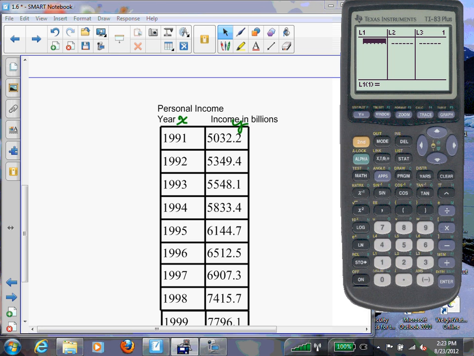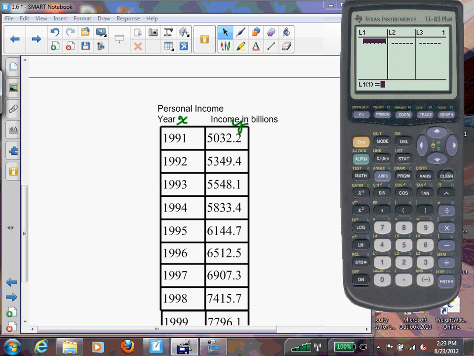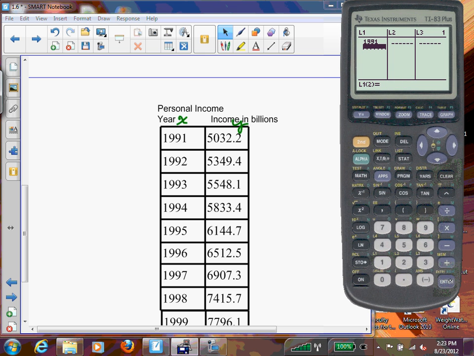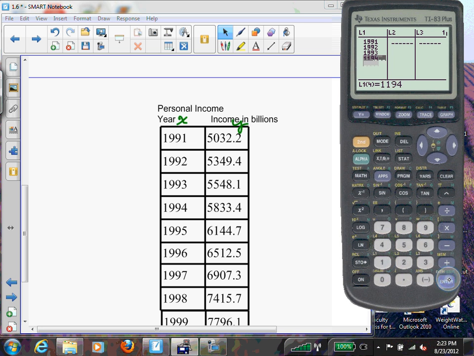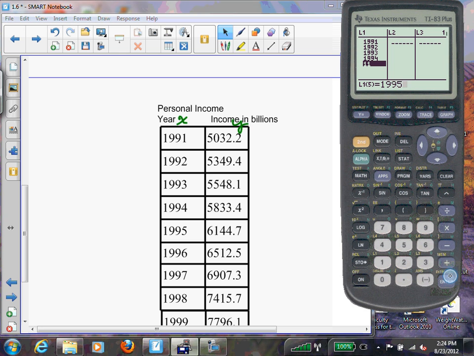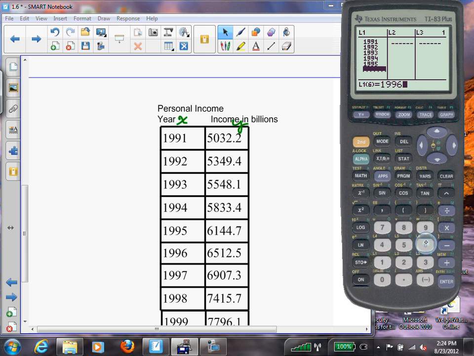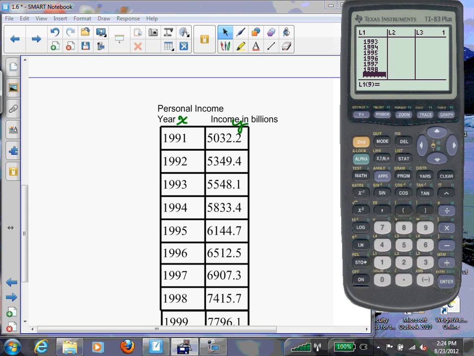Okay. So we're going to put in our X values, 1991. Enter. We're going to put them all in. 1992, 1993, 1994. Just put them all in. If you make a mistake, though, that's going to throw this all off. I can't see all the way down. Is it all the way to the last one?